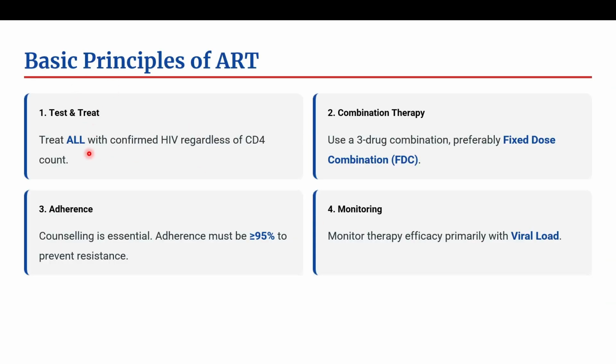So the basic principle is test and treat. Treat all patients with confirmed HIV regardless of the CD4 count. Counseling is essential. Adherence must be more than 95% to prevent resistance. Use a three-drug combination, preferably a fixed dose combination. Monitor therapy efficacy primarily with viral load.